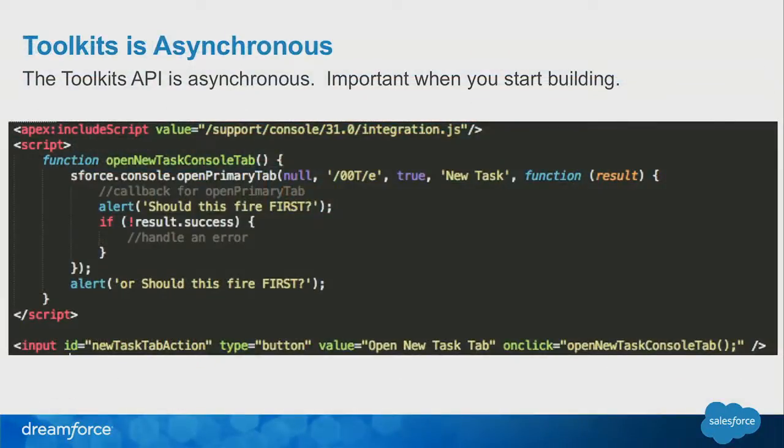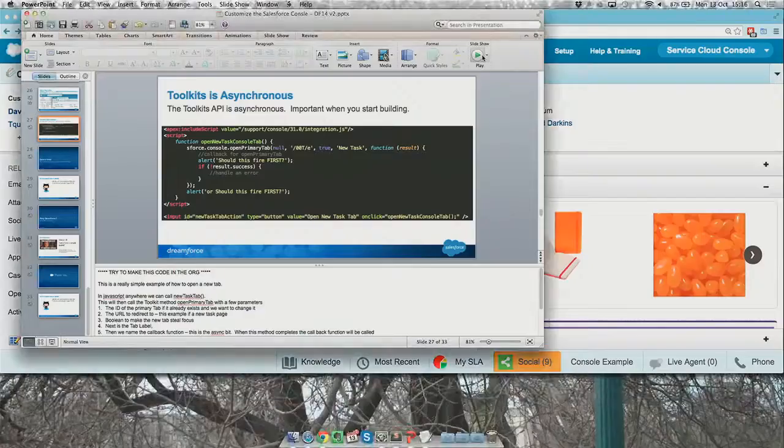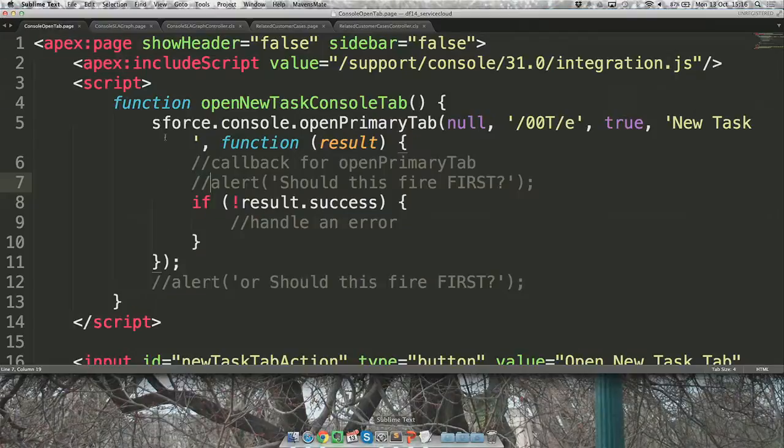Before we dive into the demo, I wanted to highlight that the toolkit is asynchronous. So it's JavaScript methods that execute asynchronously. This is really worth being aware of before you start designing your application, because now you need to start to handle how you're going to handle the callbacks from each of these methods. I've got an example here. Sorry, let me go into the actual code.